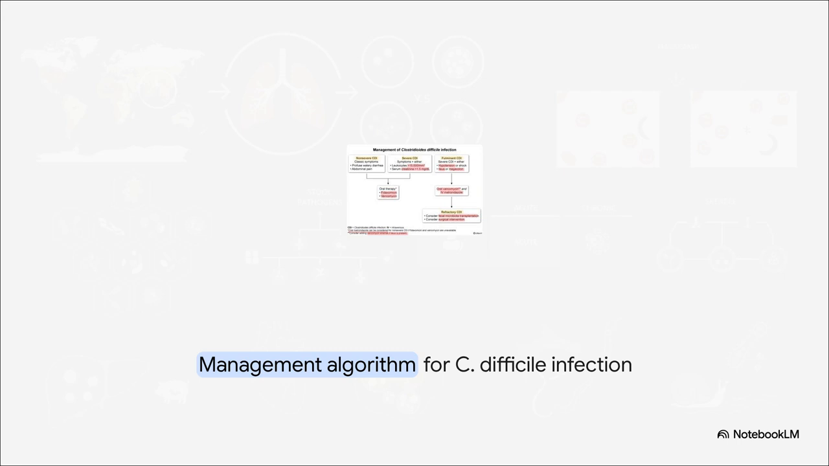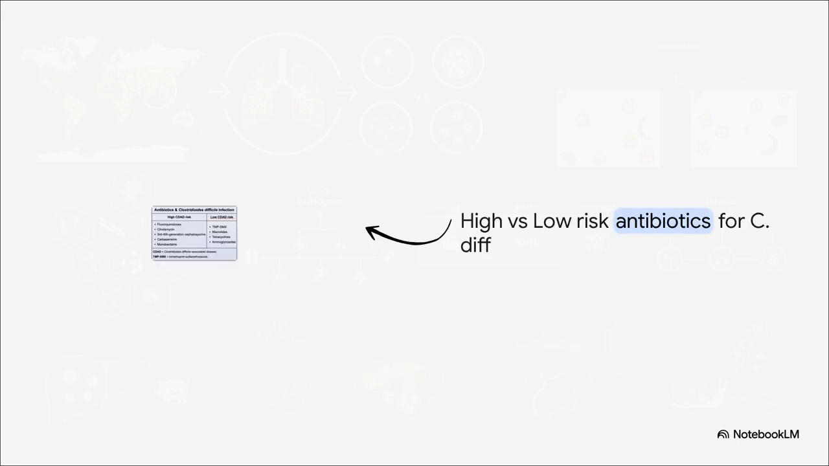Now, if they become fulminant, meaning hypotension, shock, or megacolon, you've got to hit them hard with high-dose oral vancomycin plus IV metronidazole. Knowing your high-risk culprits for causing C. diff versus your low-risk options is an incredibly easy way to grab points on test day. The high-risk drugs include fluoroquinolones, clindamycin, third and fourth generation cephalosporins, and carbapenems. On the flip side, macrolides, TMP-SMX, and tetracyclines are low risk. So to minimize the risk of C. diff, lean toward those lower risk options whenever you can.